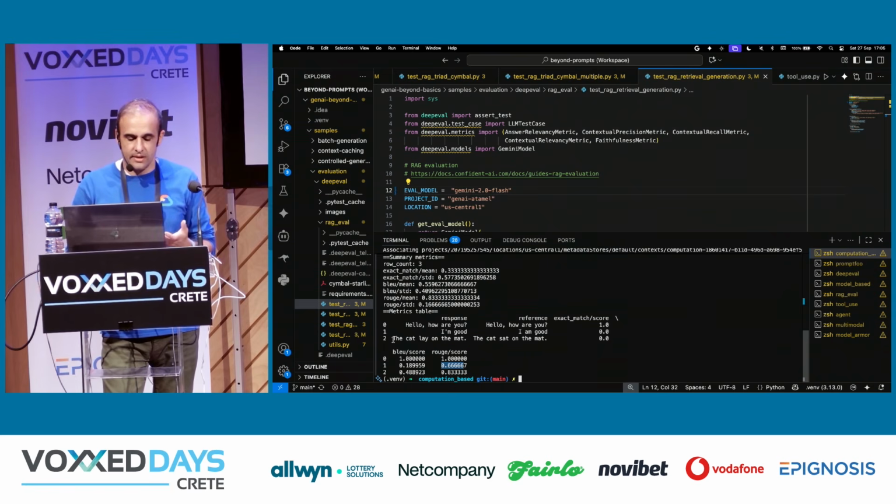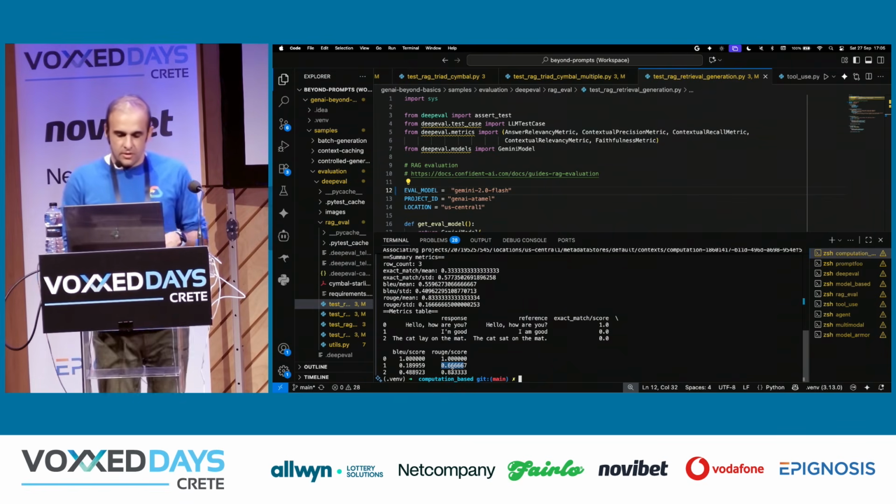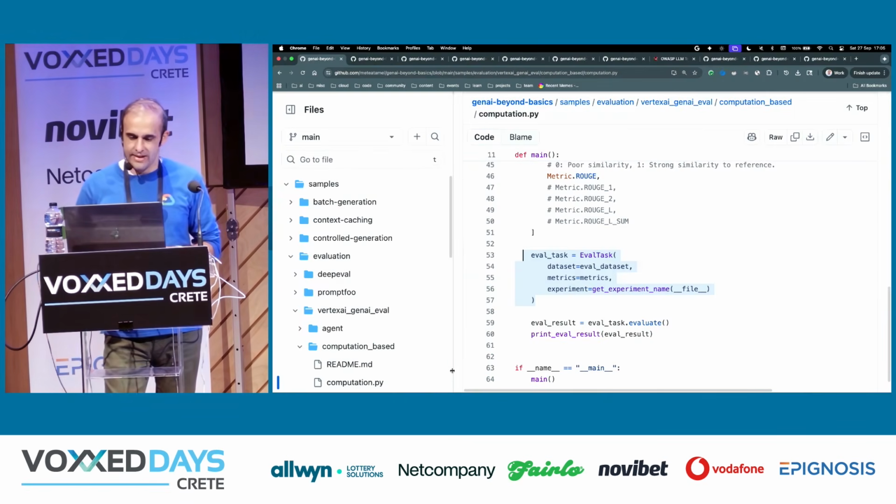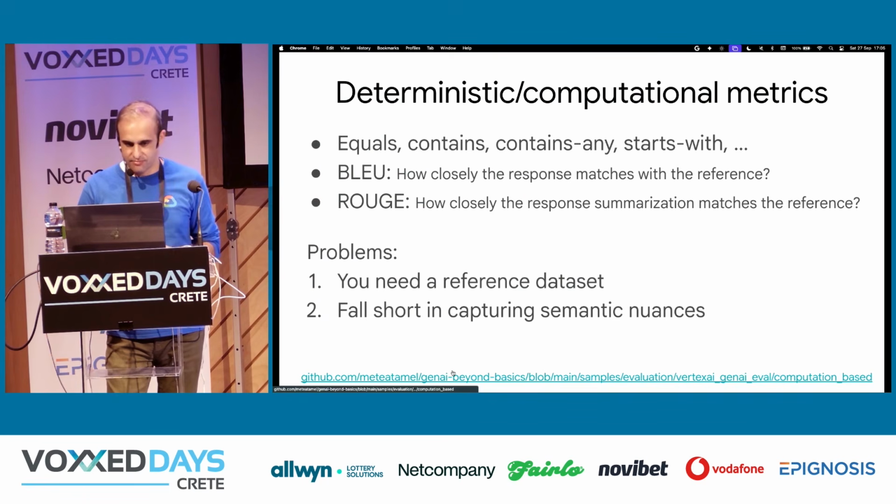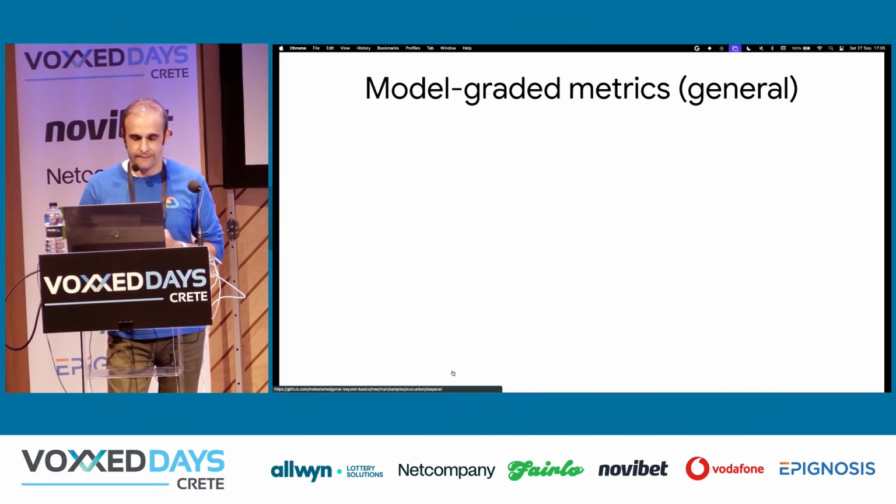The same thing here, "the cat lay on the mat" versus "the cat sat on the mat". It's not exactly the same, but again, for us, we would think that it's almost the same. But again, the exact match is 0, the BLEU score is 48%, and ROUGE is slightly better with 83%. So that's what I mean by these deterministic metrics not being that great.